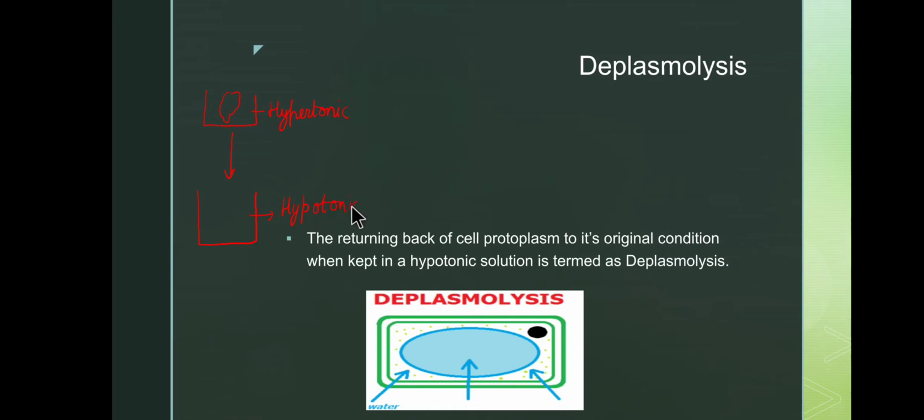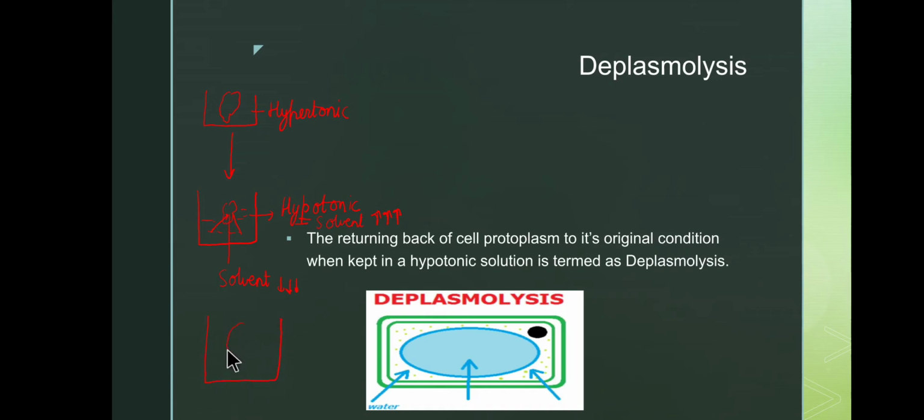I will put a hypotonic solution outside. That means the solvent is at a higher concentration outside, and inside the cell the solvent is at a lower concentration. Now what is going to happen? Again osmosis will occur, the movement of solvent from its higher concentration to the lower concentration. So the solvent starts moving inside.